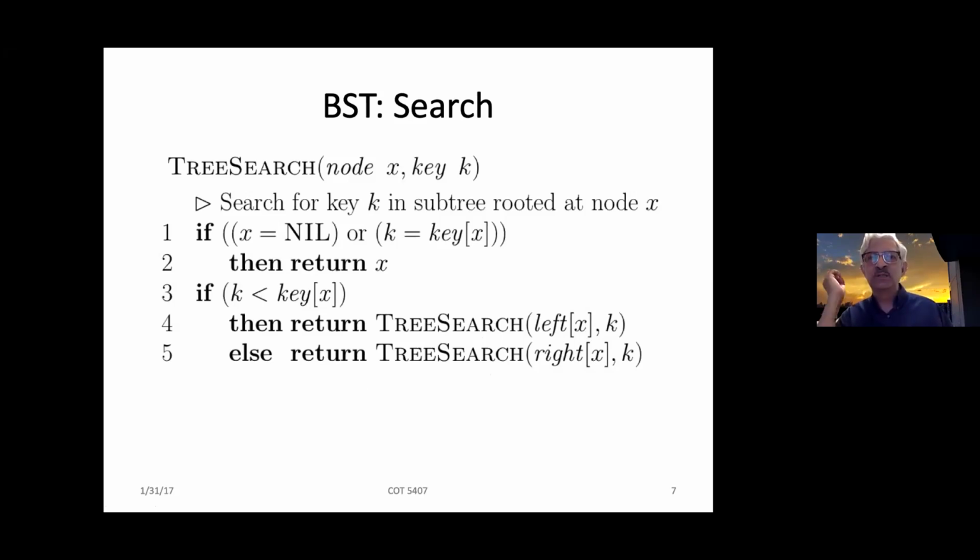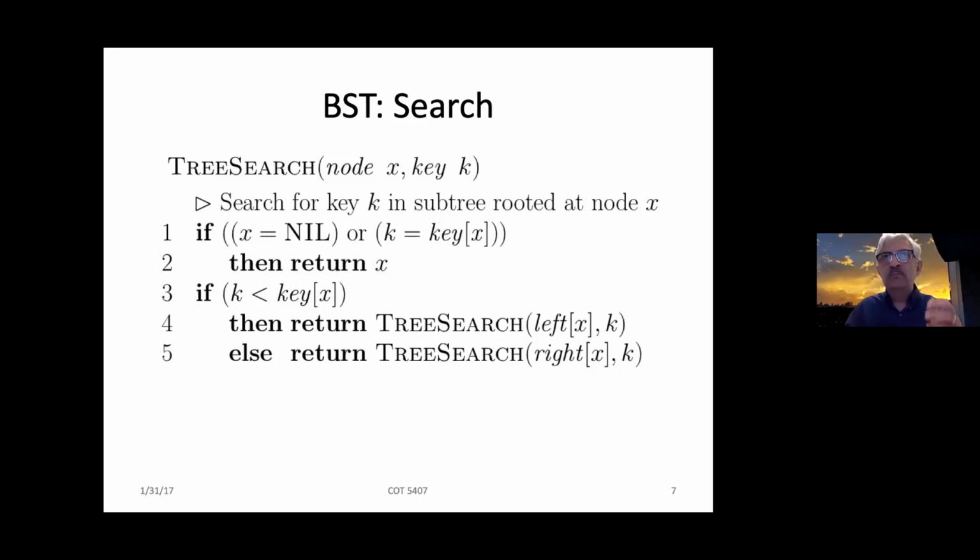Very, very simple. It's essentially a three-statement function, and it says, okay, if this is where I want to search, I will compare it with the value stored there. If it's there, then I'm done. If it's not there, either it's going to be smaller or larger. If it's smaller, continue the search in the left subtree. If it's larger, continue the search in the right subtree. So that's the simple function.